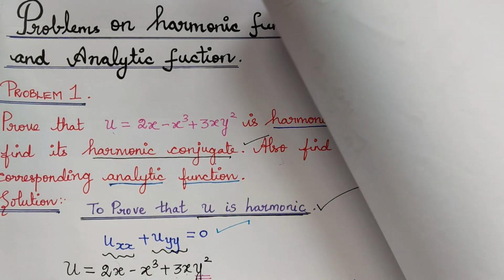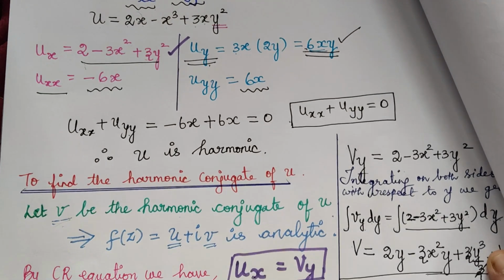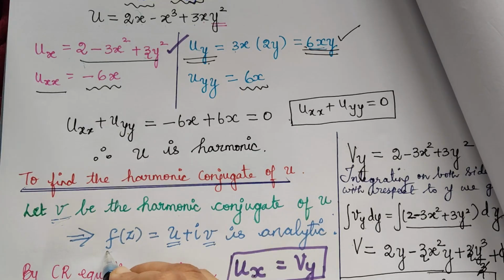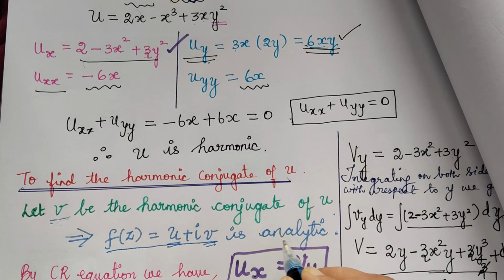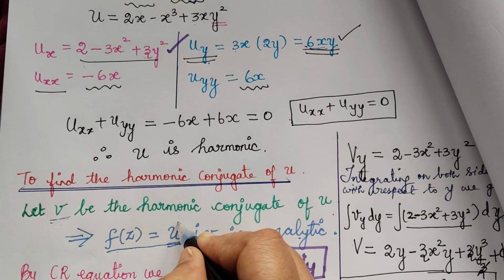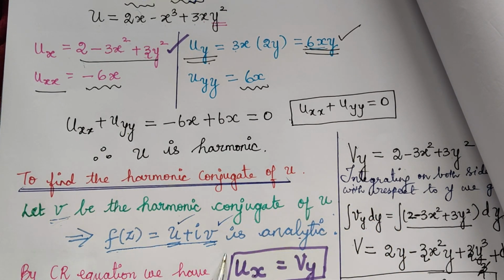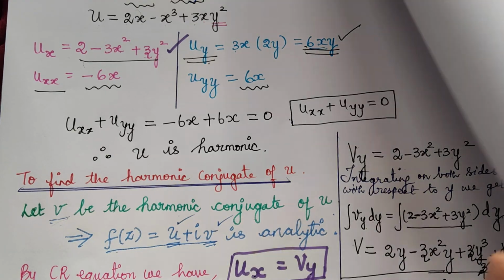Already we have taken the analytic function f of z to be equal to what? u plus iv. If you see here, f of z is equal to u plus iv is the analytic function. Now in this function we have to substitute the value of u and the value of v in order to find the analytic function. So let us do that now.